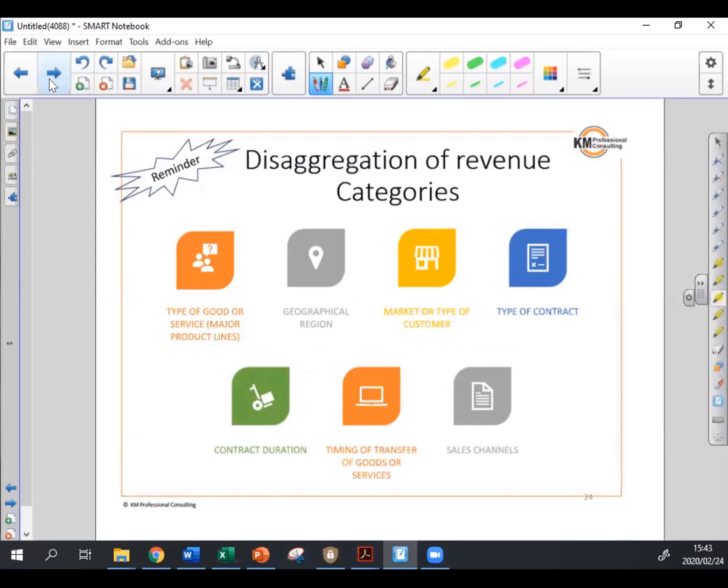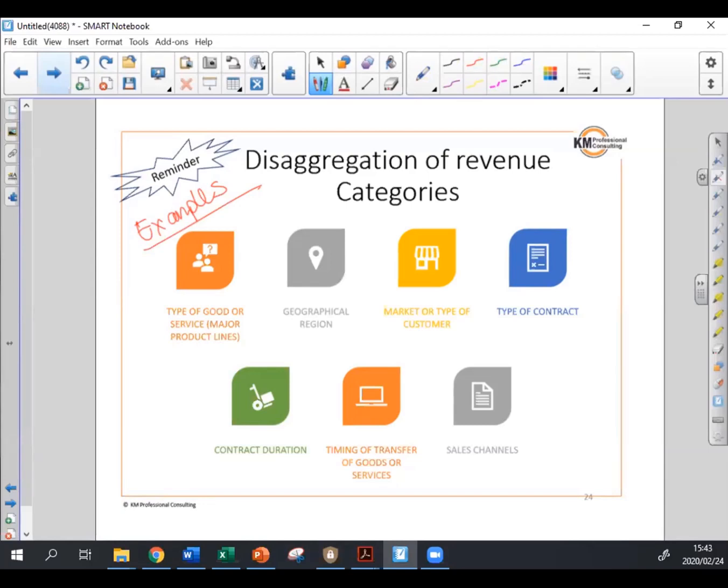This here, ladies and gents, is just a slide that I've popped in. It's not at all addressed in the JSE's thematic review. It is simply a reminder of the 7 categories that are given as examples. Nothing says you can't create your own, but it must make sense and be in the spirit of the standard. These are the 7 categories that we would want to see our revenue broken down under.